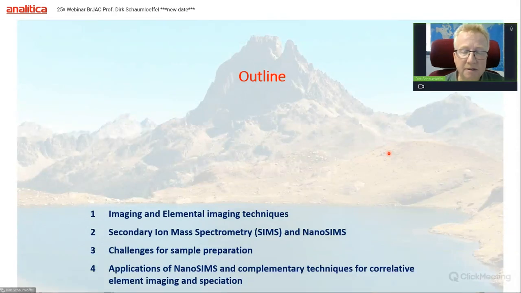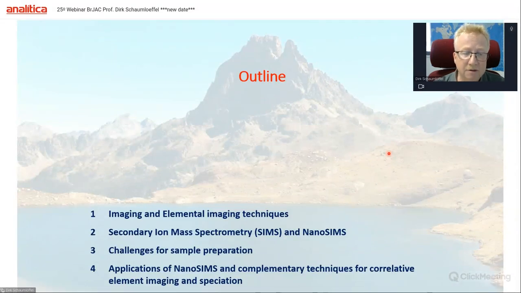I will explain this technique, how it works, what are the possibilities, the challenges and drawbacks, and also then the challenges for sample preparation. This is a special chapter in my presentation, because sample preparation is very important for these techniques, and it can be very complicated. Therefore, we have to talk about sample preparation.